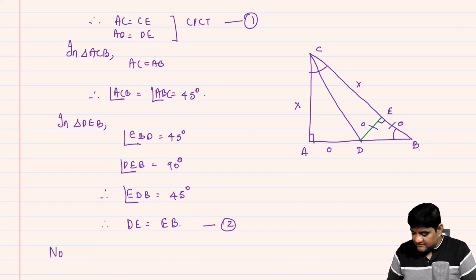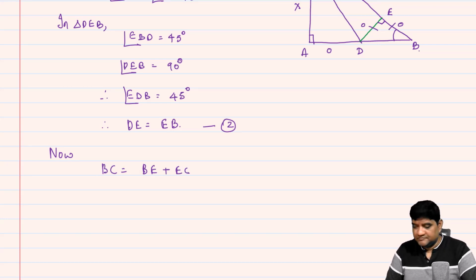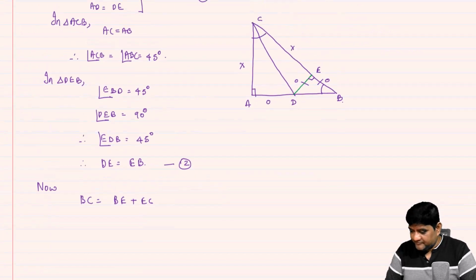BC can be written as BE plus EC. However, BE is equal to DE, and DE is further equal to AD, so AD plus EC is equal to AC. So that's your proof.